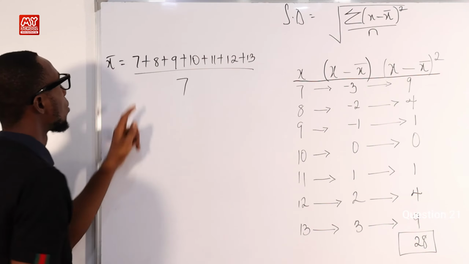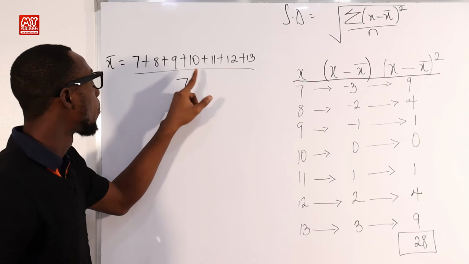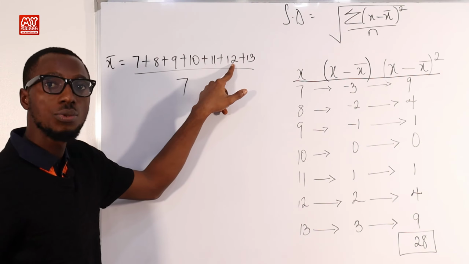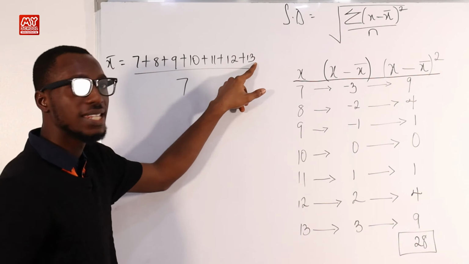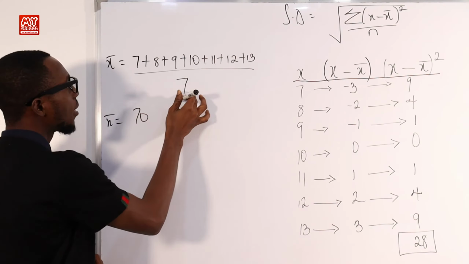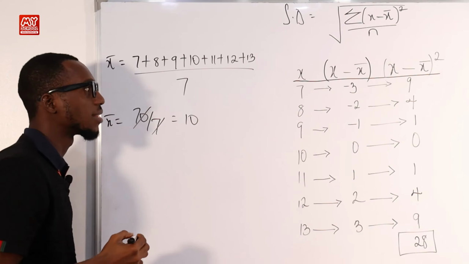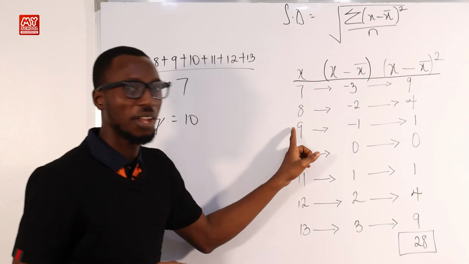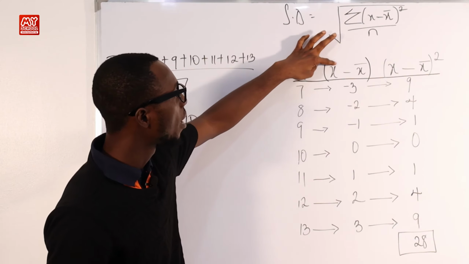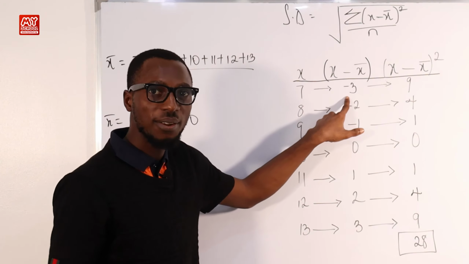So 7 plus 8, that is 15. 15 plus 9, 24, plus 10, 34, plus 11, 45, plus 12, 57, plus 13, that is 70. 70 over 7, that gives us 10. So the arithmetic mean is 10. So when we have 7, this x here is 7 minus the arithmetic mean, which is 10. So 7 minus 10, that is minus 3.